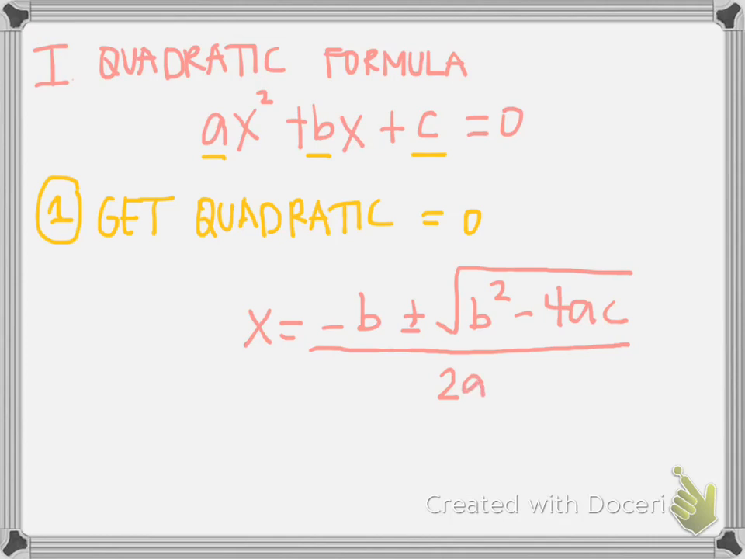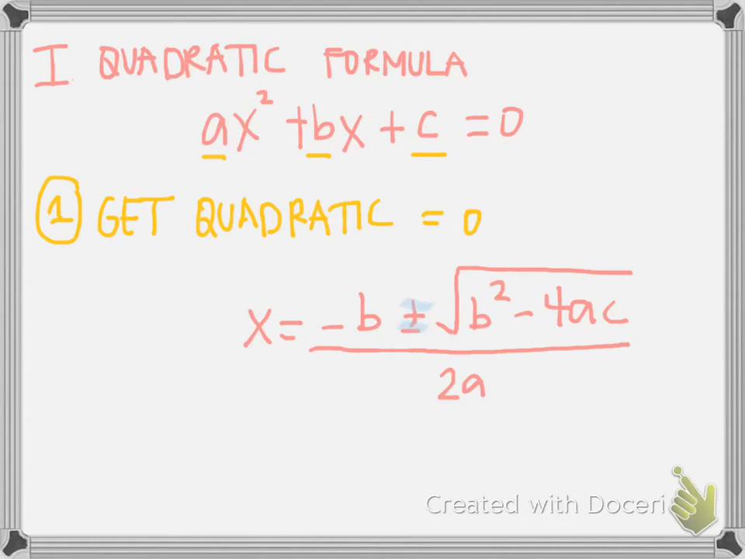Okay, what's happening right here is that plus and that minus represent two solutions. So you're going to have negative b plus the square root of b squared minus 4ac all over 2a, and you're going to have negative b minus the square root of b squared minus 4ac all over 2a. Okay? So you'll have two solutions here.